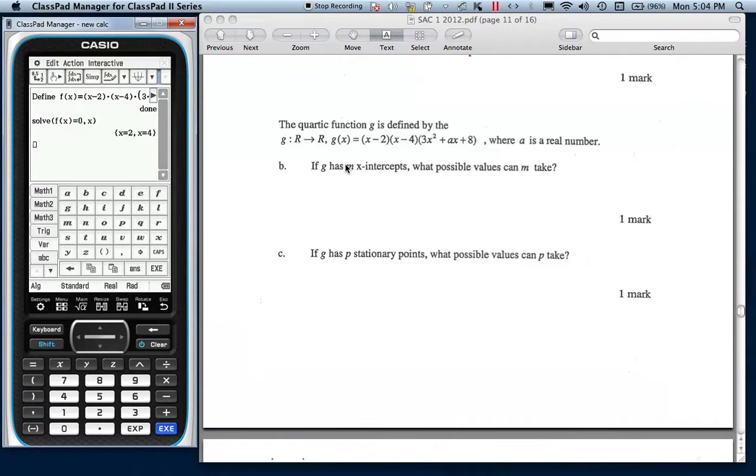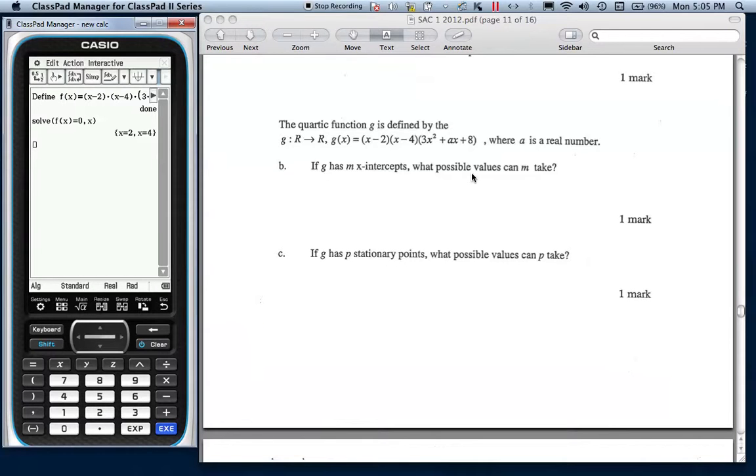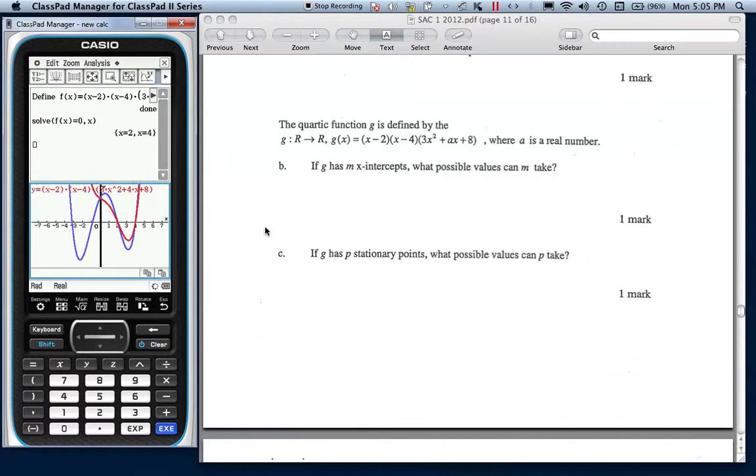The second two parts, parts B and C, talk about how many x-intercepts this particular function g of x can have and how many stationary points. The only difference between g and f is that this parameter here in the middle is an a. It's not really that useful to have a calculator with this part, but a couple of graphs that I've drawn might help explain what I'm talking about.